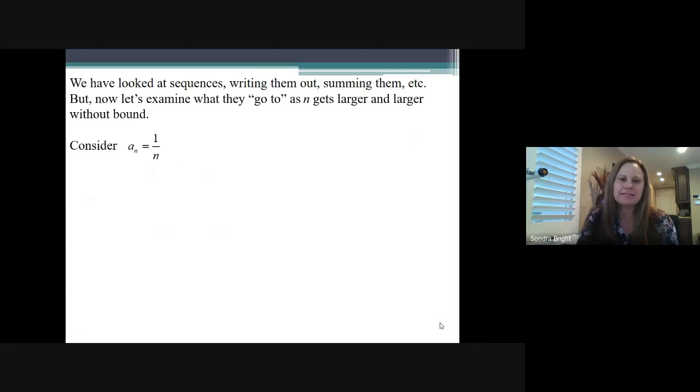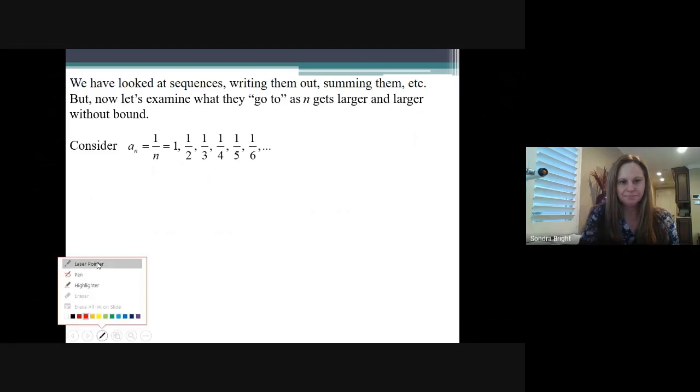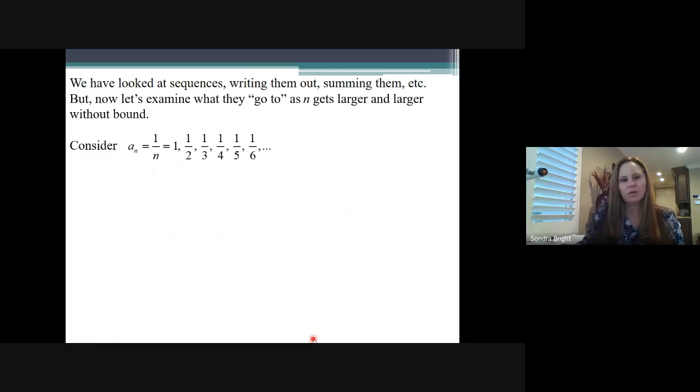So let's look at the sequence where the general term is 1 over n. If we write out the first 6 terms of this sequence, when n is 1, you got 1. When n is 2, you got 1/2, and then 1/3, and then 1/4. And hopefully you see these guys are definitely getting smaller as you're going along, right? But maybe it's not super obvious.